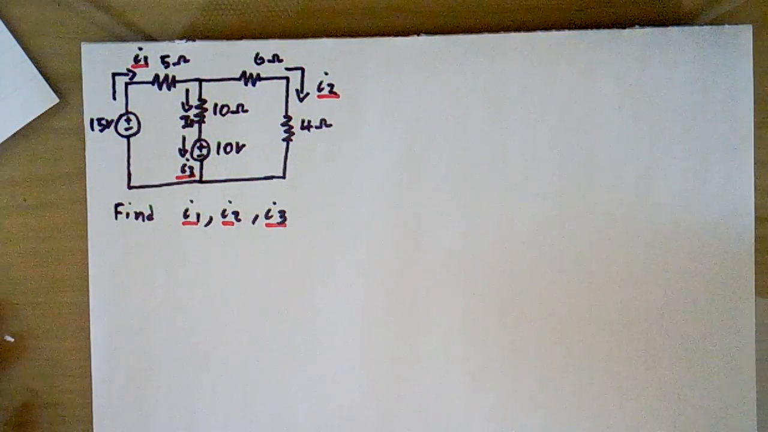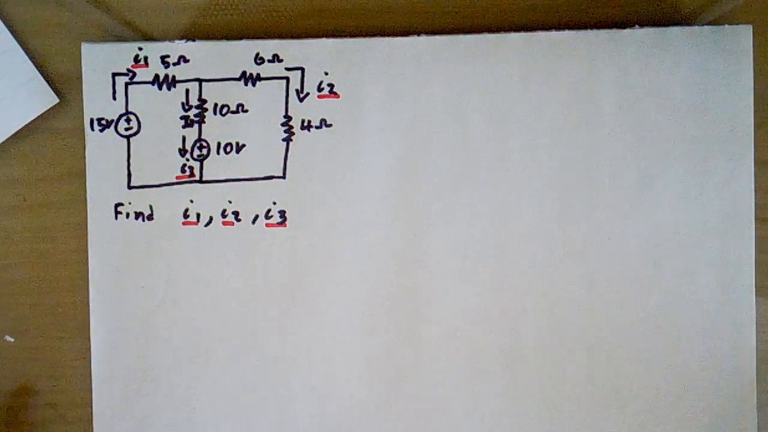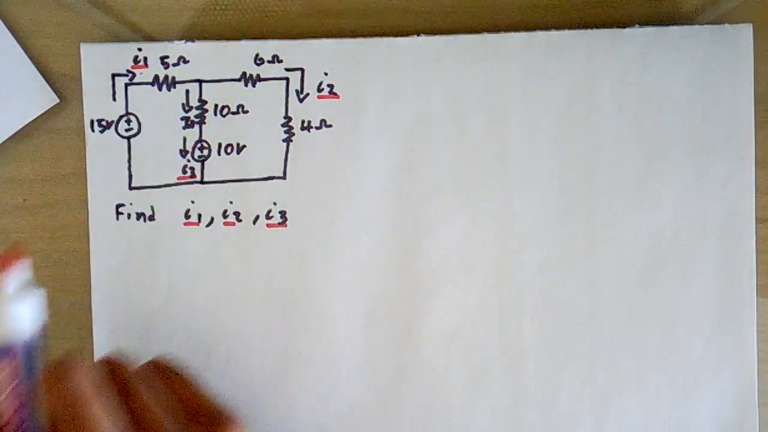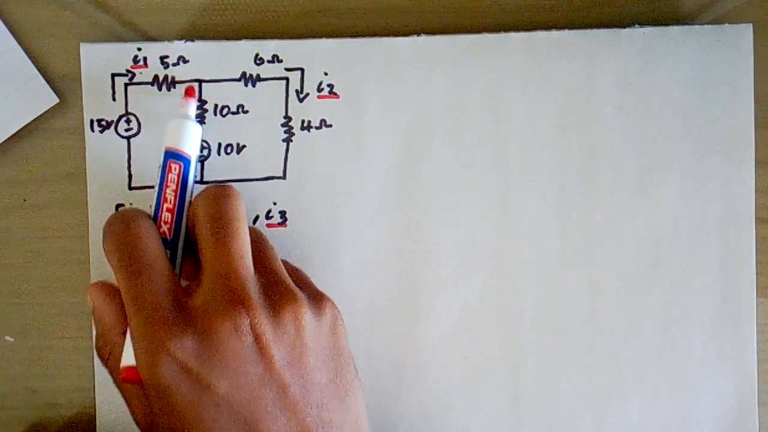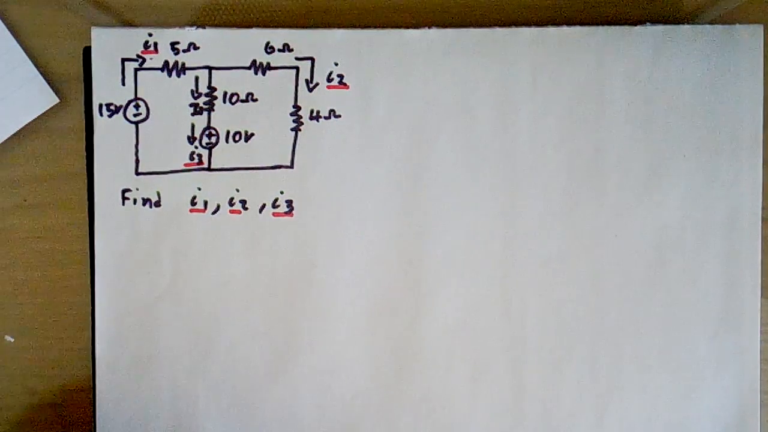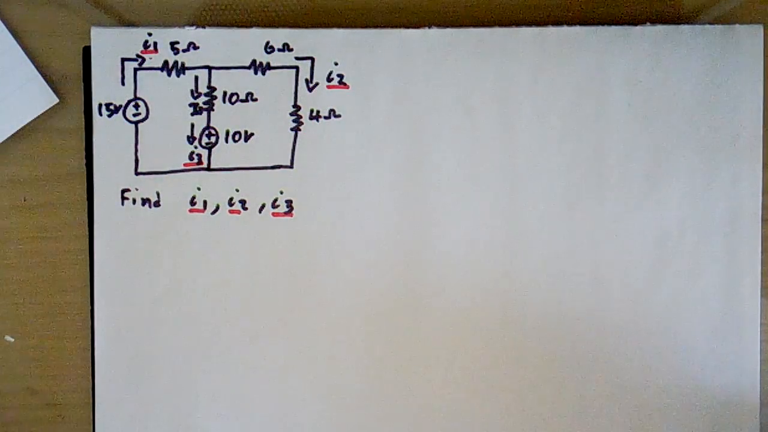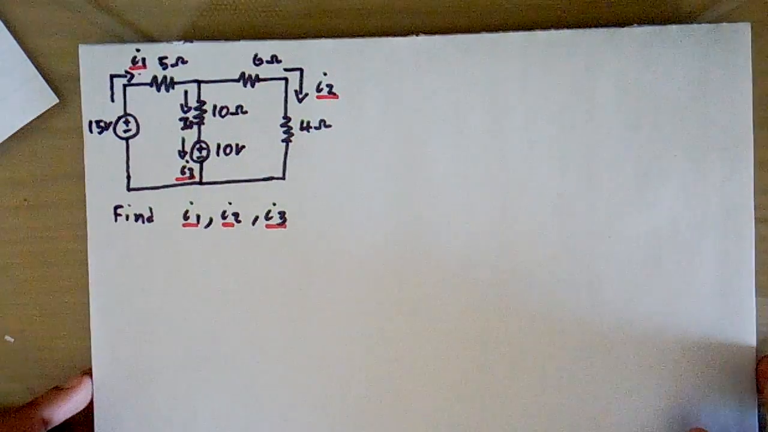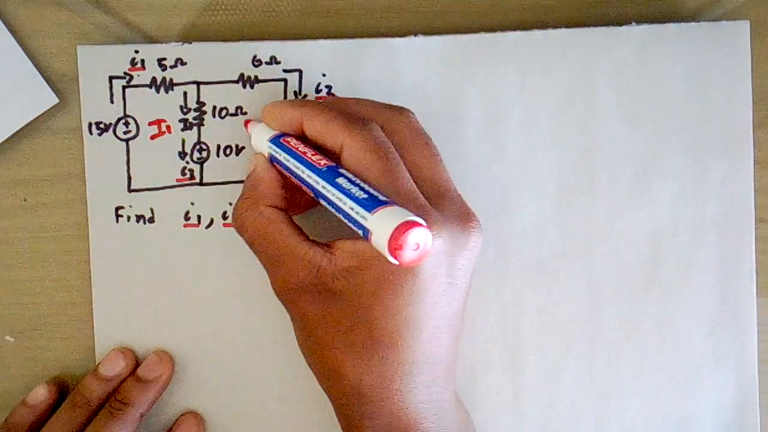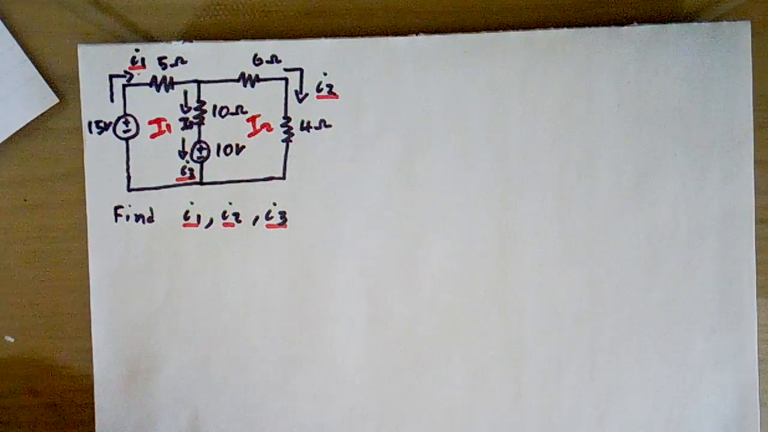Today's tutorial is about analyzing a circuit using the mesh method. Looking at our problem, we are asked to find I1, I2 and I3 in this side here. We're going to form two loops, as you can see in our problem. Our loop 1 is going to be here, which is I1, and our loop 2 is going to be I2.